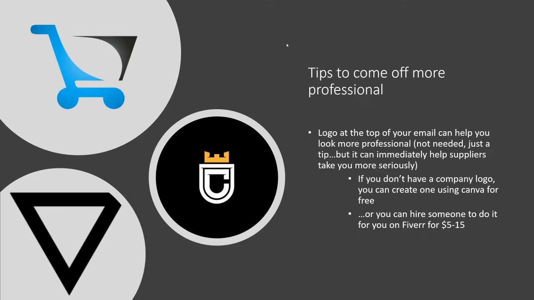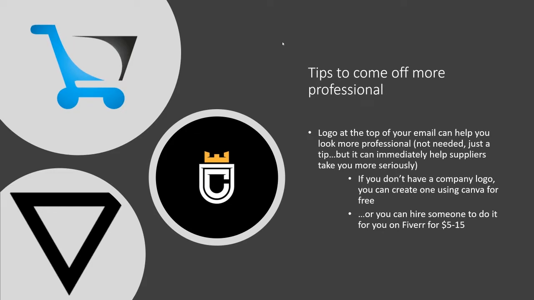Okay. So here's some tips to come off more professional. A logo at the top of your email, believe it or not, can help you look more professional. And this is not needed by any means, right? It's just a tip, but it can immediately help suppliers take you more seriously, okay? If you don't have a company logo, you can create one for free using Canva. Just go to canva.com, or you can do what I did initially in the very beginning and hire someone on Fiverr to do it. That usually costs you anywhere from like $5 to $25 if you get a really good rated person. But you can get a good one for like $5 to $15 realistically.